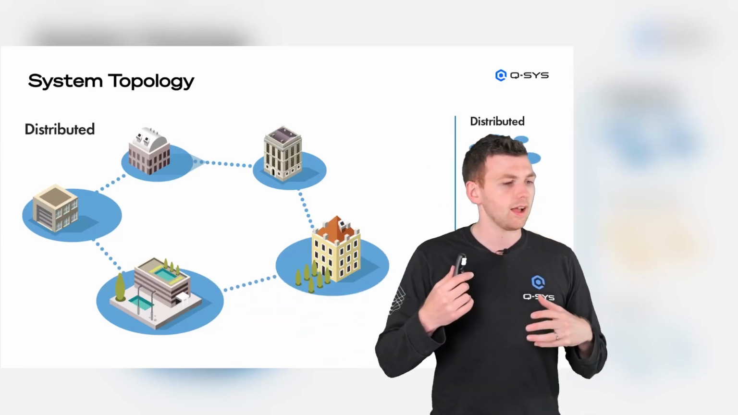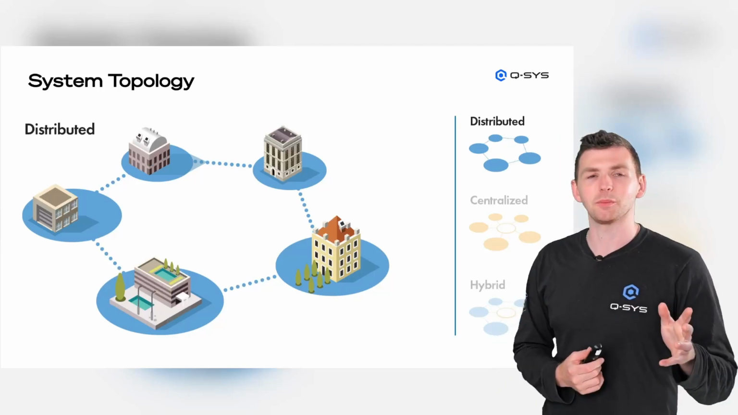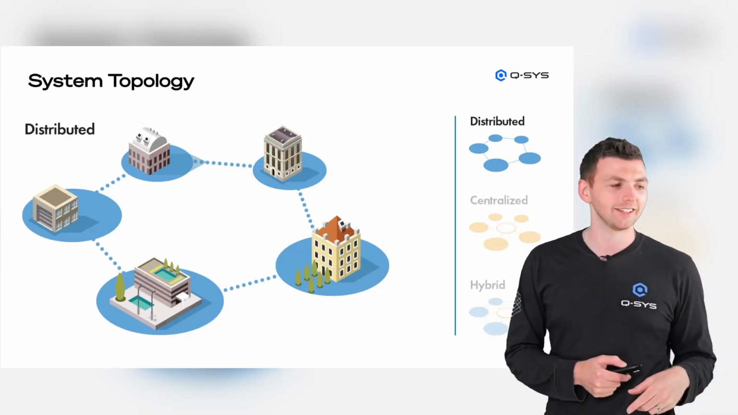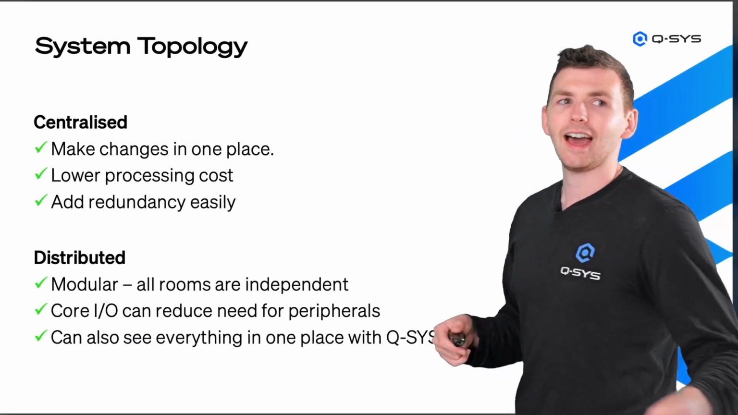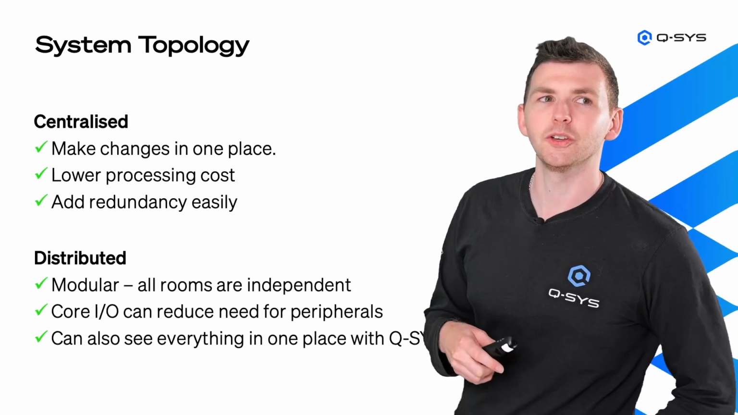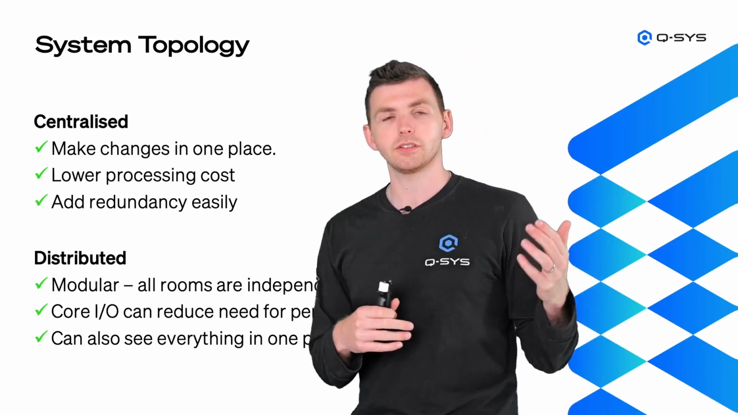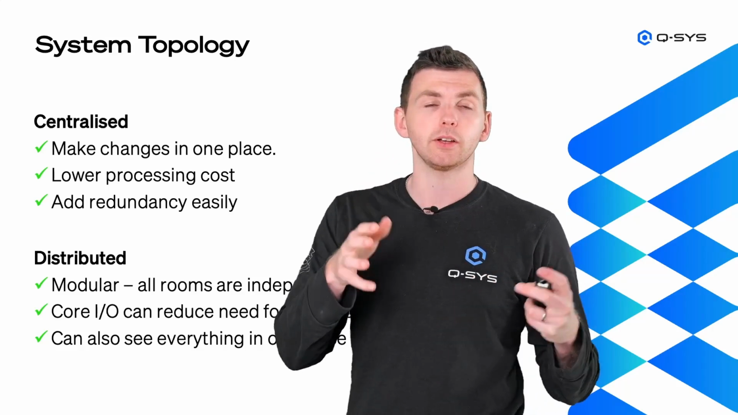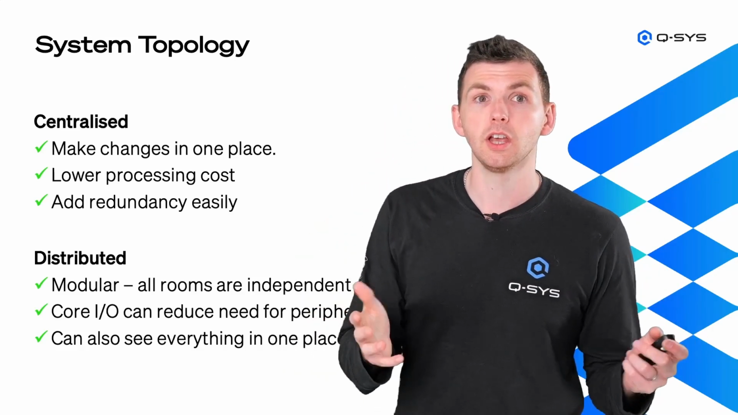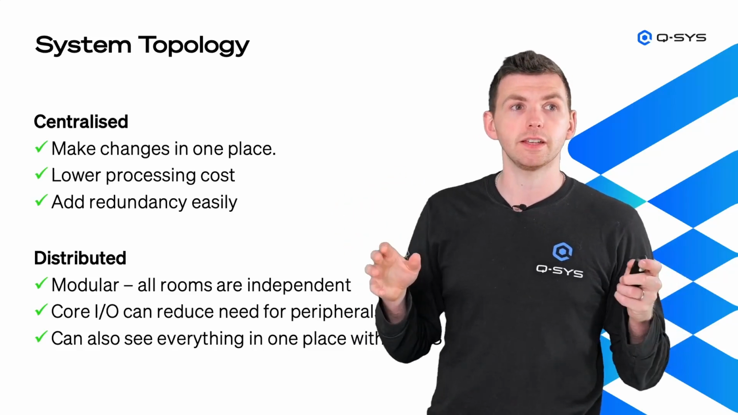So which one's better? Well, a bit like with the network topology, there's not really one right answer here, okay? Let's talk about some pros and cons. So if we have a look here at a centralized system, why is that good? Well, one cool thing is you can open up that Q-SYS Designer file with all the processing, and you've got the entire building or the whole campus or whatever it is. You can just click around, making changes all over the place very, very easily.